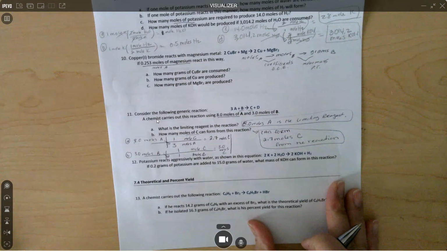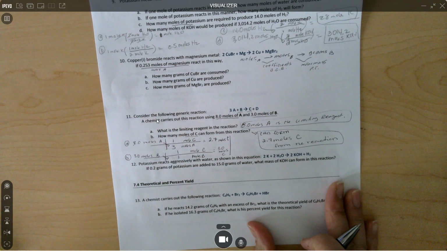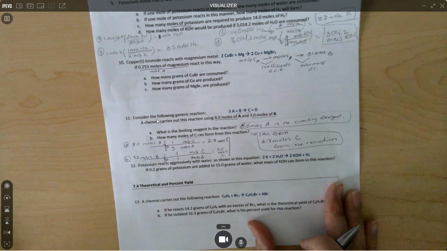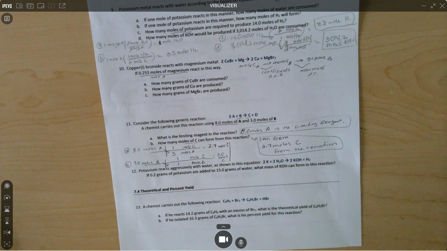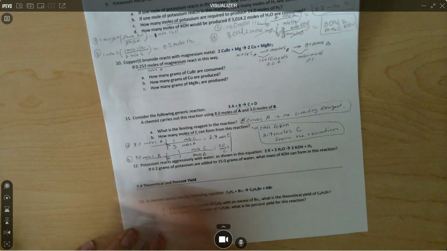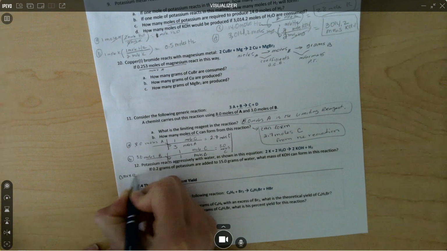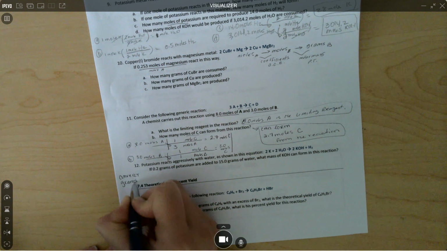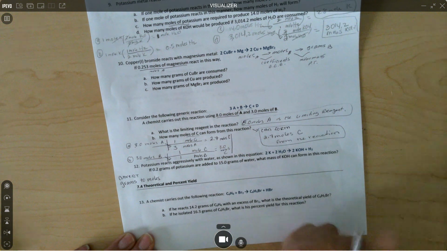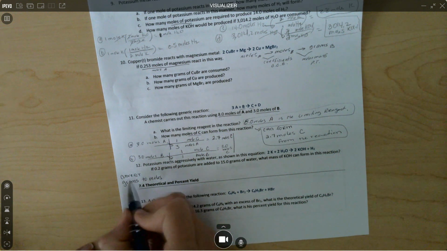Number 12 says potassium reacts aggressively with water as shown in the equation. What mass of potassium hydroxide can form from this reaction? We have to figure out, well, which one is the limiting reagent? Is it going to be potassium or is it going to be water, right? So that's going to be the first step. In order to figure out which one's the limiting reagent, since we are given grams, you're going to have to convert your grams to moles. So I'm going to write down the steps, and then you guys could try this one out on your own and see how you did with the limiting reagent. So this first step is convert grams to moles.